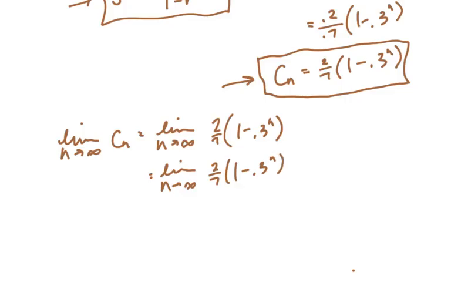0.3 is a decimal, and it gets smaller and smaller. So as we put in infinity, 0.3 to the infinity approaches 0. So we end up with 2/7 times 1, which is 2/7. So the 2/7 milligrams per milliliter is the limiting concentration. So I think we'll stop this video here and pick up with the next one.